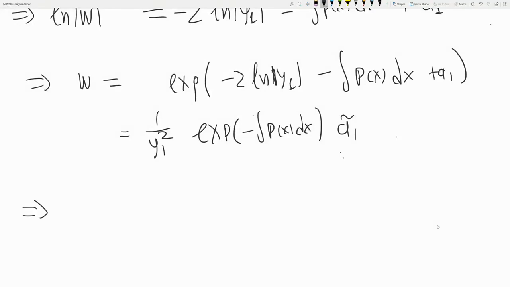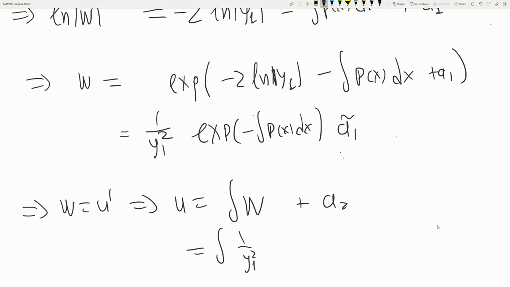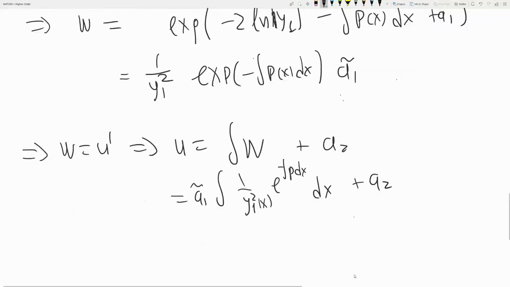So now let's find u. So w is u prime. So u is equal to the integral of w plus a2, which is the integral of 1 over y1 squared times the exponential of minus integral of p dx, times a1 tilde, plus a2. Okay, so we plugged in w in here.